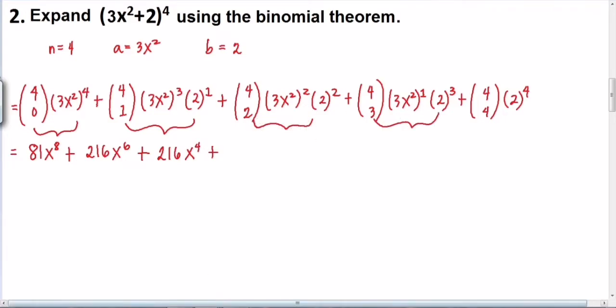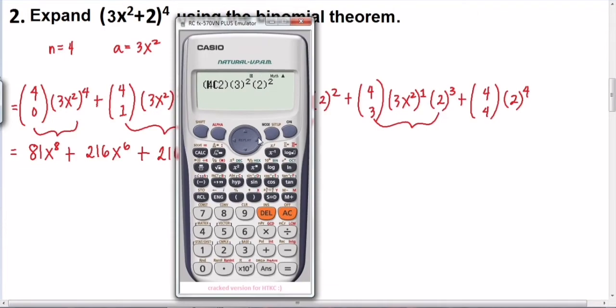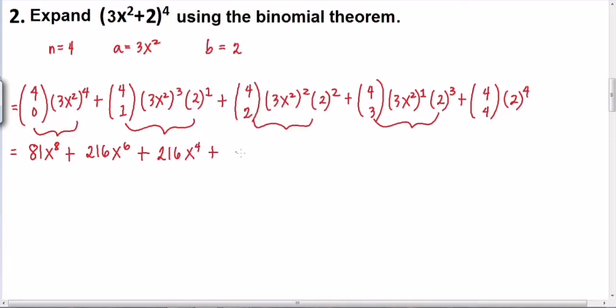So, ito na. 4c3. So, 4c3. And then, 3 raised to 1. And then, 2 raised to 3. Ayan. So, 96. So, 96. And then, yung x natin dito. So, x squared raised to 1. So, 2 times 1 is 2. So, x raised to 2. Okay, and then the last one.